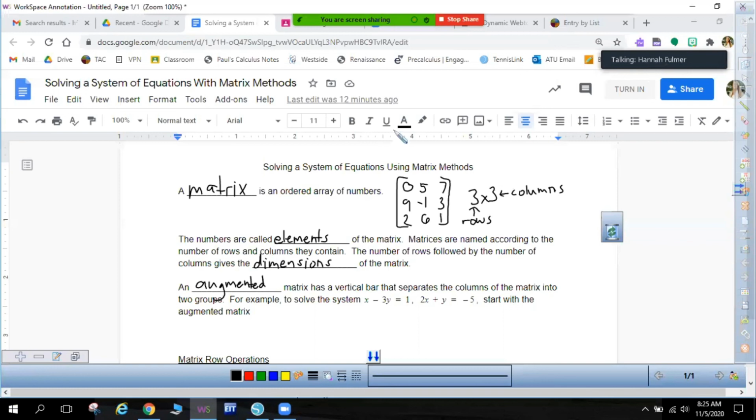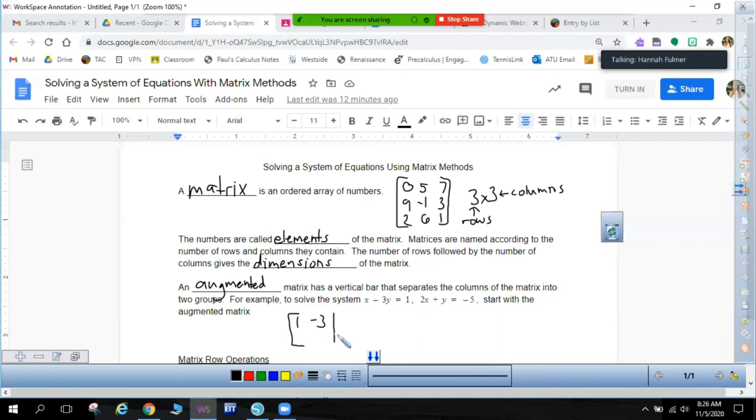Okay, so we're given this system of equations, x minus 3y equals 1, and 2x plus y equals -5. So if we were given this system and we wanted to solve it using matrices, we would start with this augmented matrix. We're going to have 2 rows because we have 2 equations, and we're going to use the coefficients from our variables. So the first equation is just 1x, so we're going to use 1, minus 3y, so we're going to use -3.